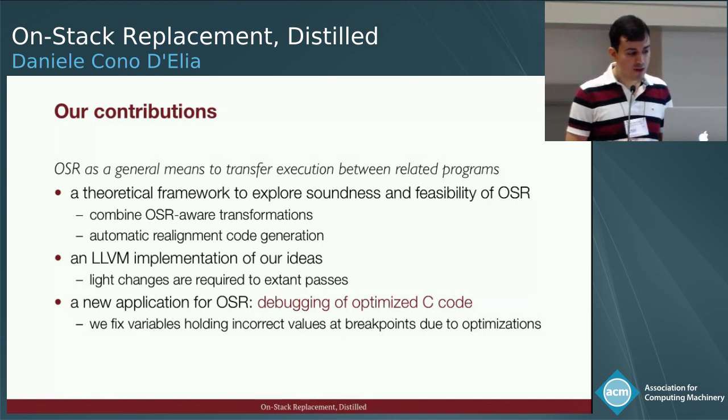And finally, we discuss, and I think it's the nicest contribution from this paper, showing that OSR can be valuable also outside the classic scope of VMs, and we show how these techniques can be used to improve the debugging of optimized C code, in particular with respect to variables that might hold inconsistent values compared to what you're expecting at the source level because you have applied optimizations.